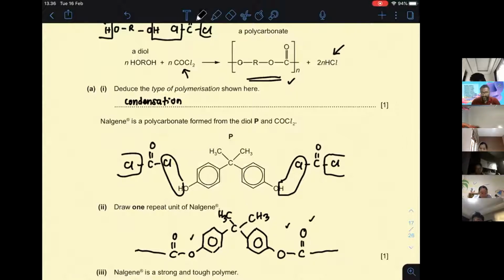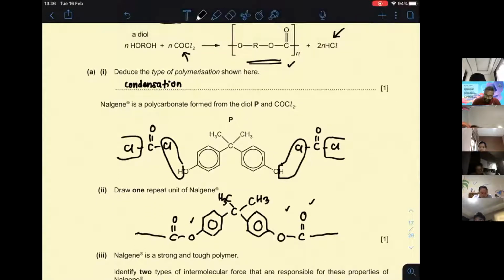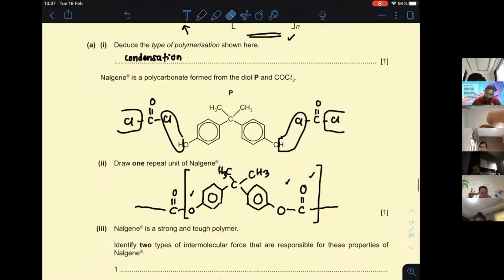So it ended over here. To show one repeat unit, you do not need to show this part. You do not need to show this part. You just need to show up to here. So the better way is to remove this. This is going to be one repeat unit. One repeat unit.